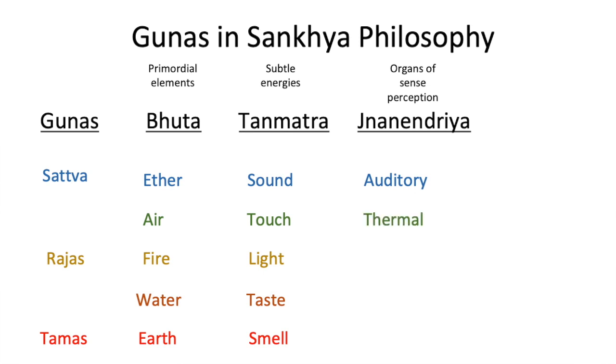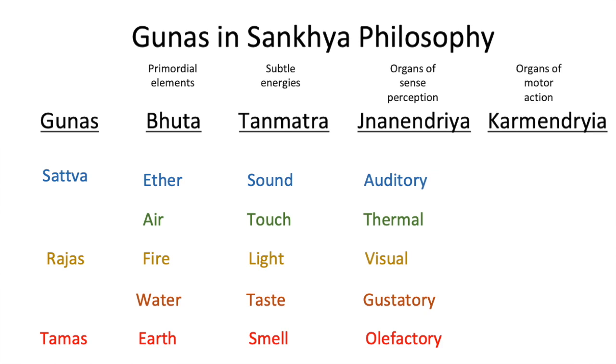And then touch, your touch element, you can feel the thermal organ, the skin feels the thermal energy. The light, the eyes see the visual energy. Gustatory is your physical organ that can feel the energy of taste. And the olfactory organ, your organs in the nose, to be able to feel that energy of smell and relate that to the self. And then you have the five organs of motor action, the karmendriya.